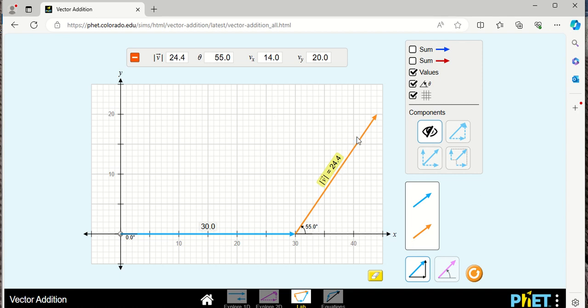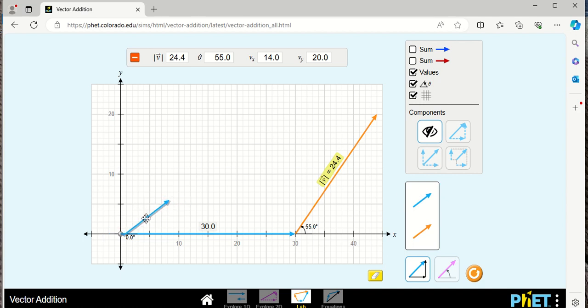And right there, see my vector B. Magnitude 24.4, and the angle here is 55. The way you always do that is, the blue would be vector A, the tannish orange here is vector B. The tail of vector B will be at the tip of vector A. Now I want to put in my resultant.